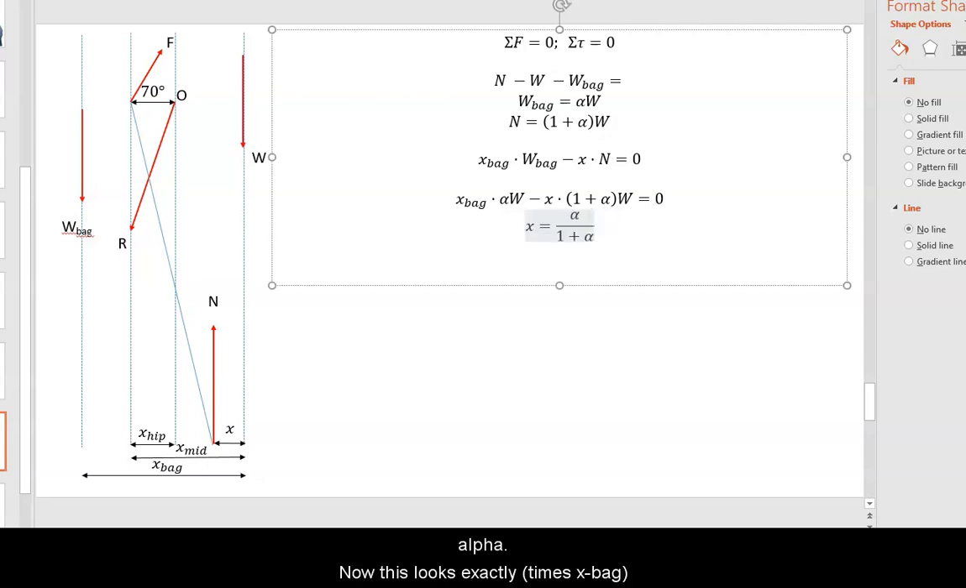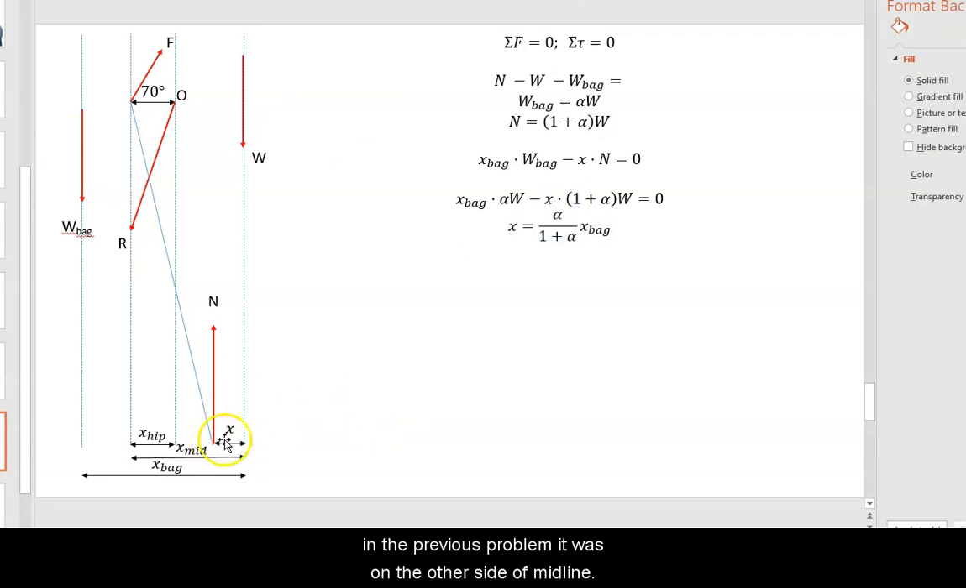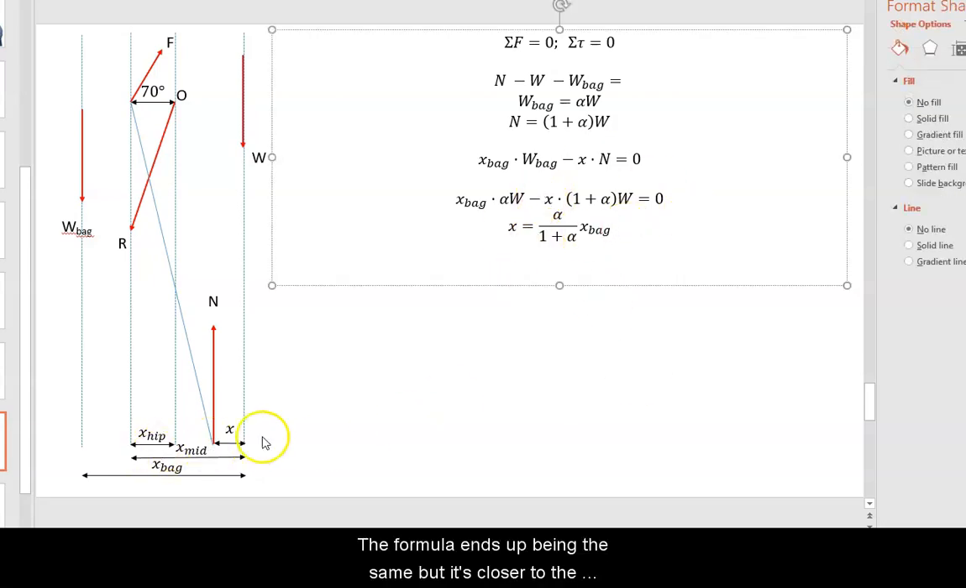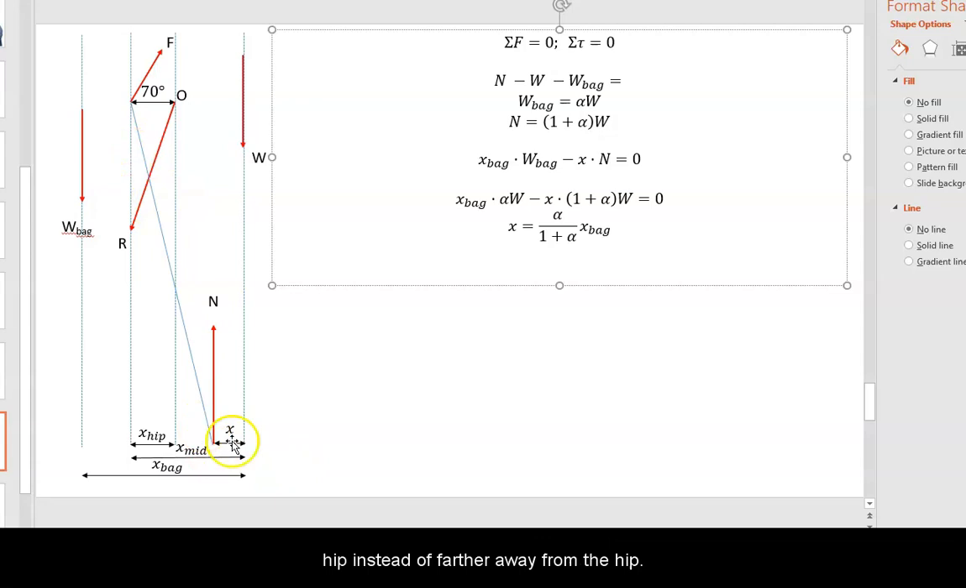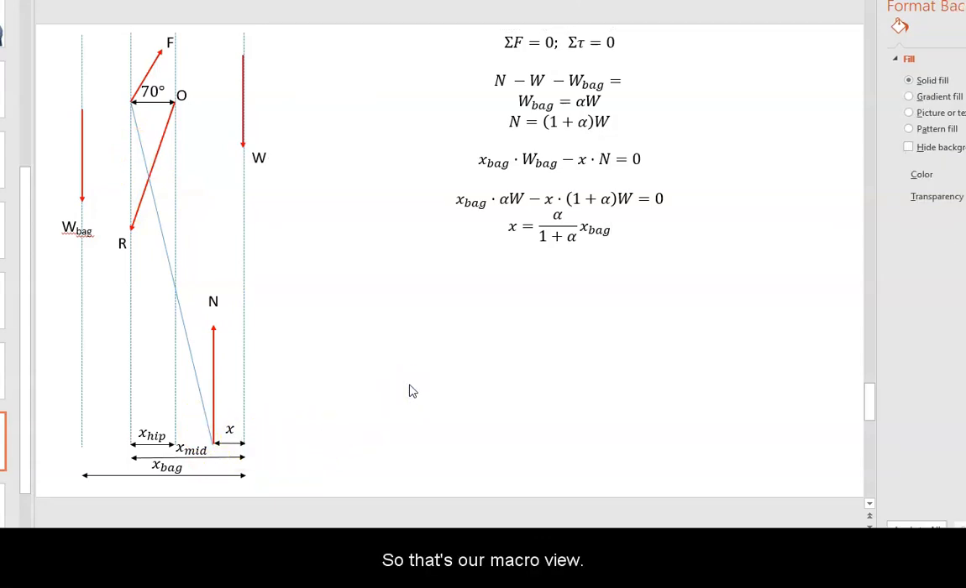Now this looks exactly like what we had before, the exception being that in the previous problem it was on the other side of the midline. In this problem, it's on this side of the midline, on the same side. Well, in both cases, it ends up on the same side as the bag because it has to counter the torque. The formula ends up being the same, but it's closer to the hip instead of farther away from the hip. So that's our macro view.